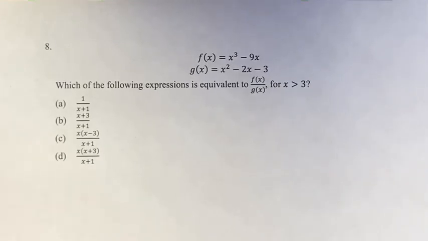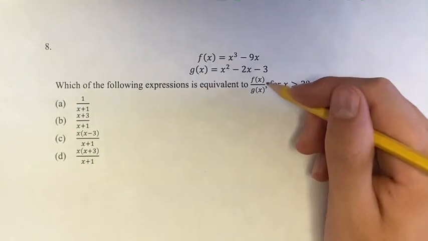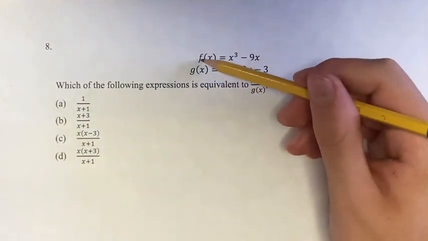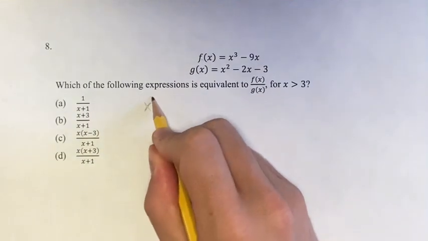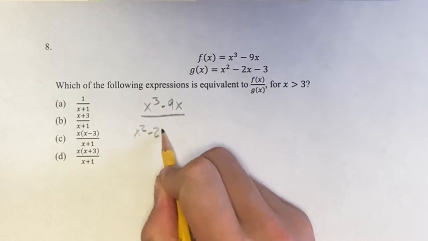In this problem, we are looking for which of the following expressions is equivalent to f of x over g of x, where f of x is x cubed minus 9x, so we have that, over g of x, which is x squared minus 2x minus 3.